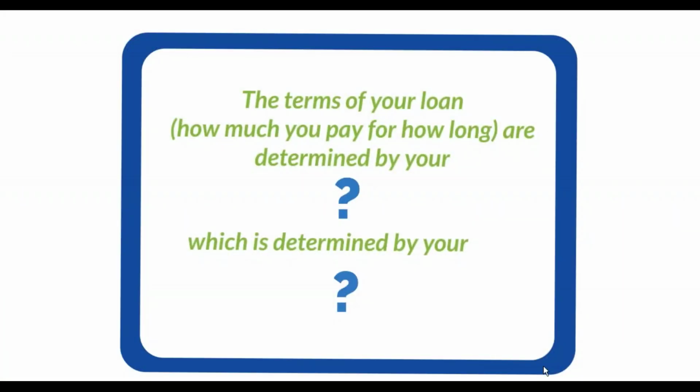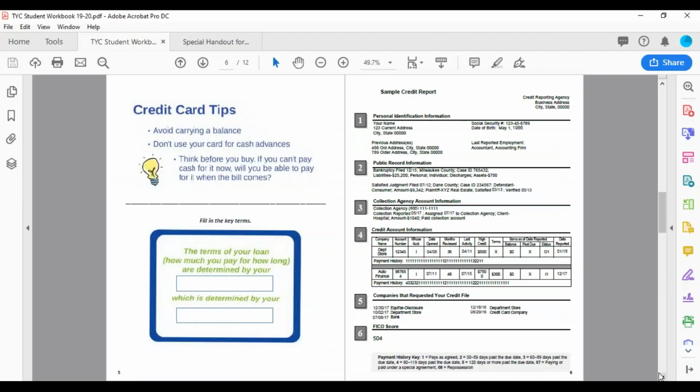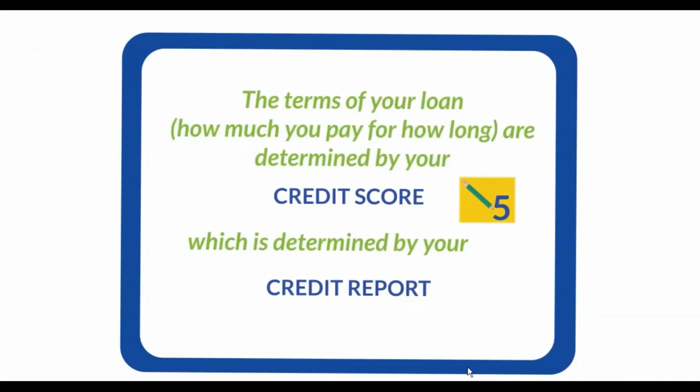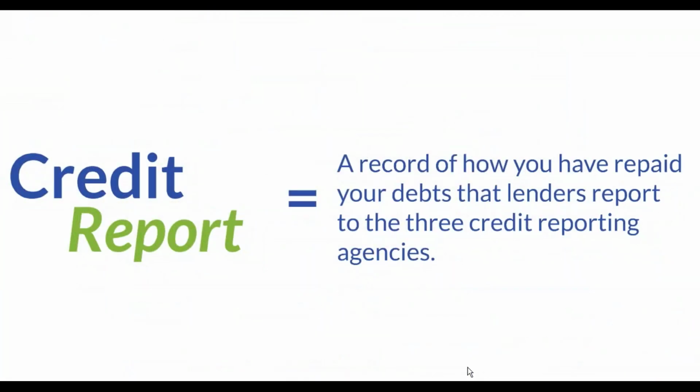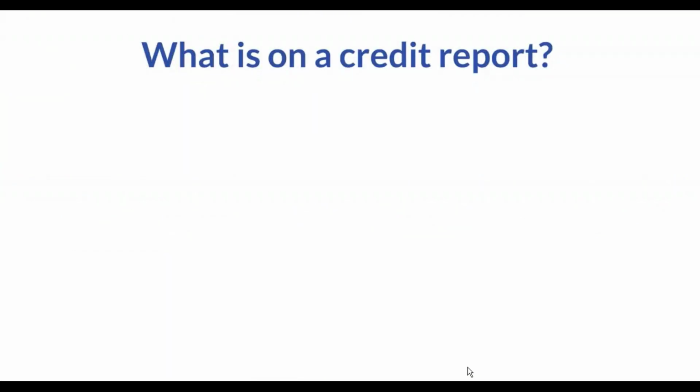Our next activity comes on page 5 of the student workbook. See if the students can guess the missing words on the slide before revealing the answers. Have them copy the words into their workbooks. Next, you'll define what a credit report is. Then you'll ask them what they think is on a credit report. After you get some answers, reveal the rest of the slide.